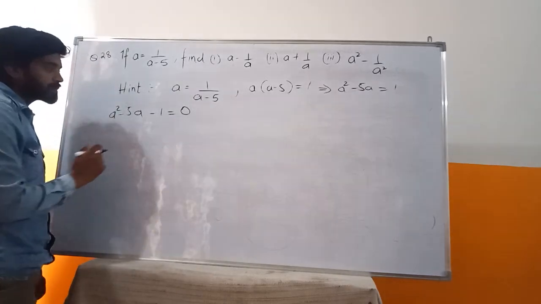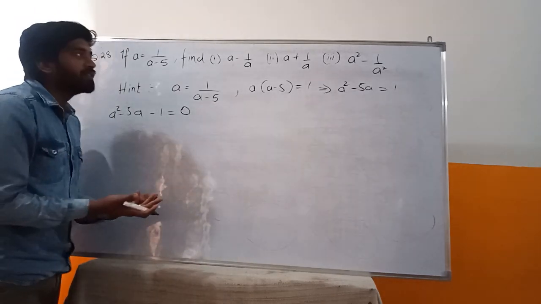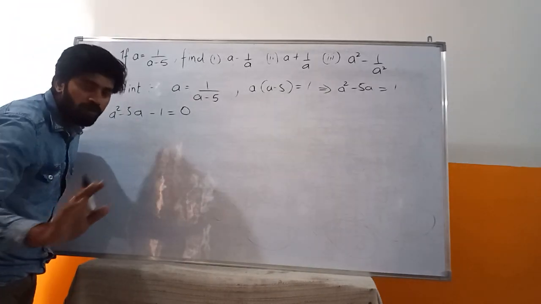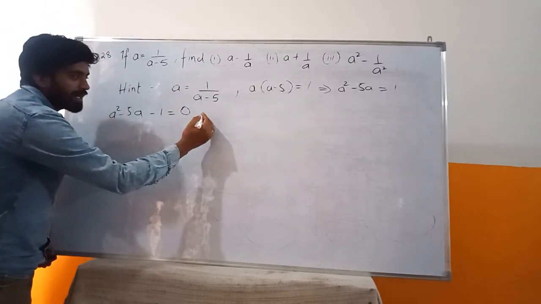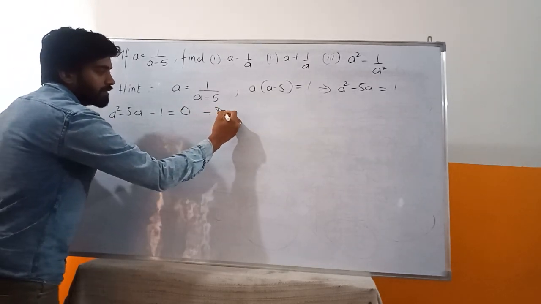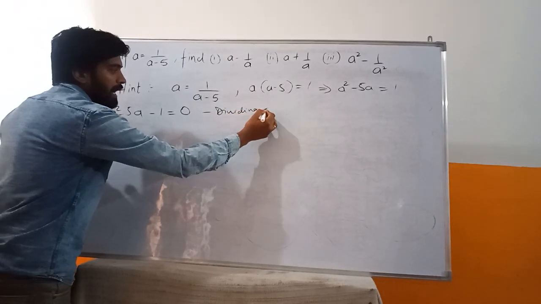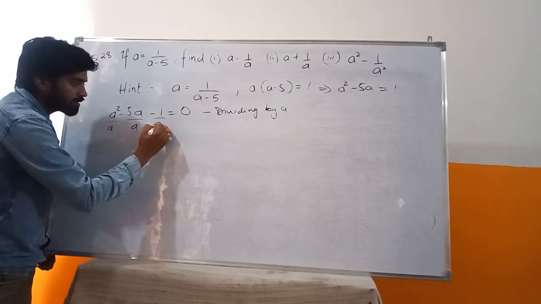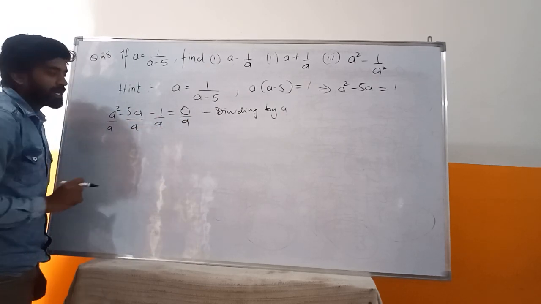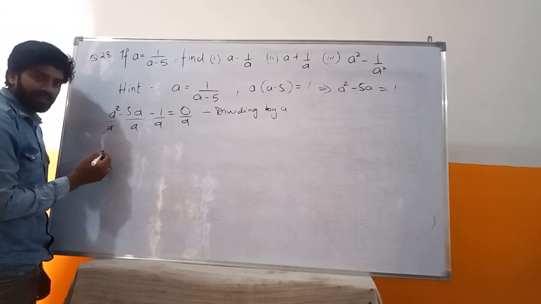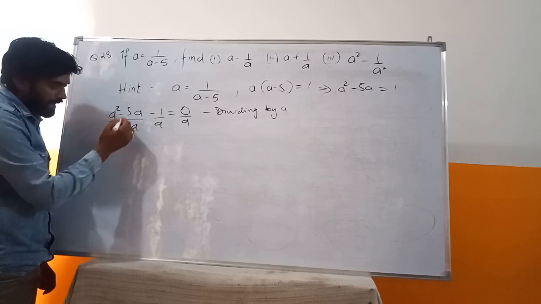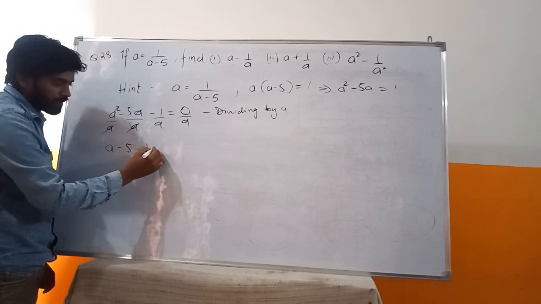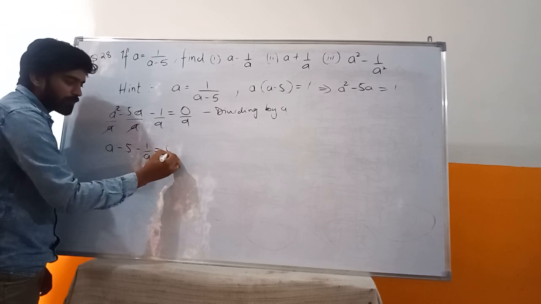Okay, now the problem is I still don't have the value. I need the value. So what I'm going to do is divide everything by a. Everything by a, in this equation. If I divide everything by a, you might know the answer for some of them. a and a get cancelled out. What is left? a is left. And a and a get cancelled out. Minus 5 minus 1 upon a equals 0 divided by a. I'm going to get 0 again.